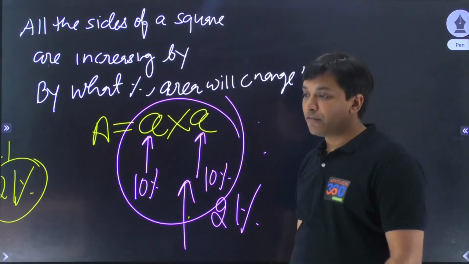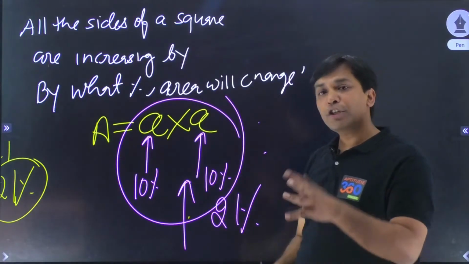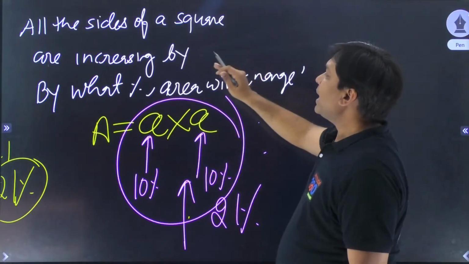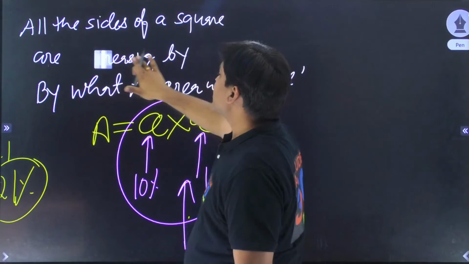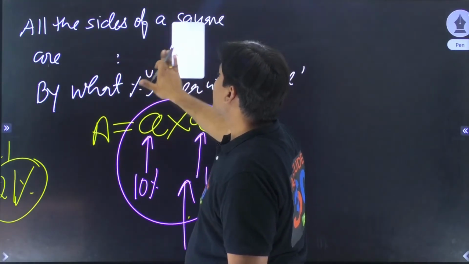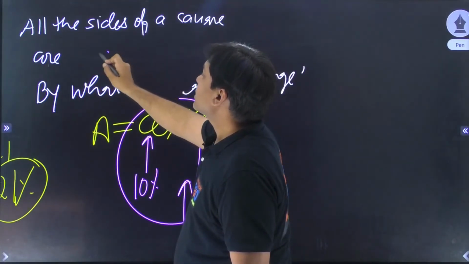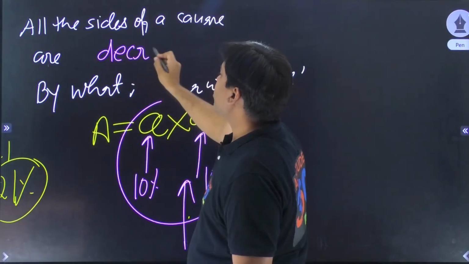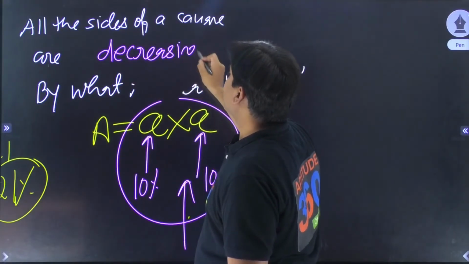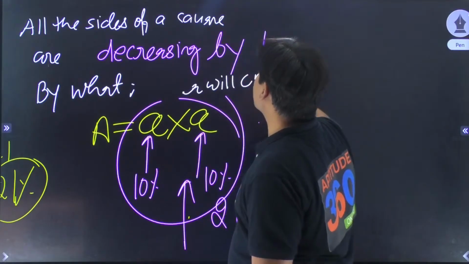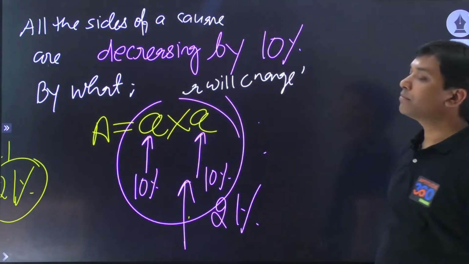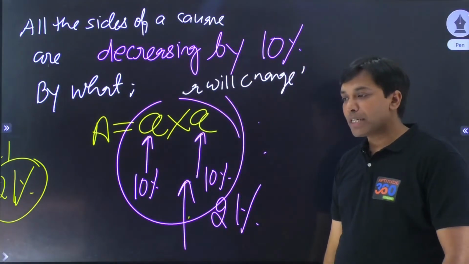It is 44. Divya Garg is getting the right answer. 44 is the right answer, right? If I say here, instead of increasing, it is decreasing. All the sides are decreasing by 10%. What do you think would be your answer? Let me know in the comment section.